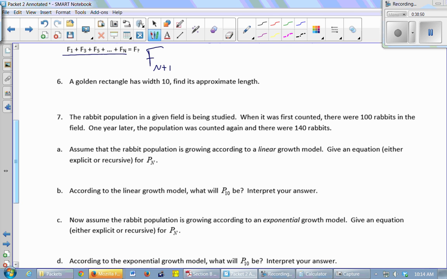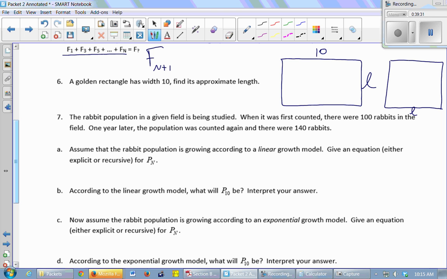So if a golden rectangle has width 10, we want to find its approximate length. Let's call this L. A golden rectangle is just a rectangle where the longer side divided by the shorter side is phi. There are two ways to draw this rectangle because I was not clear about what is width and what is length. So there are two possible answers. So I could have also drawn this as L and 10.